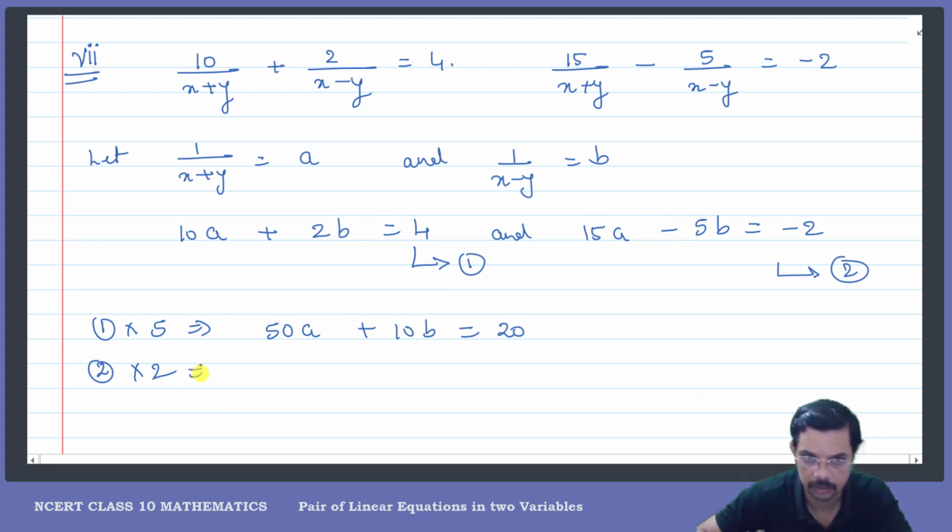15 2s are 30. So 30a and here minus 10b will be equal to 2 2s are 4. So it is minus 4.